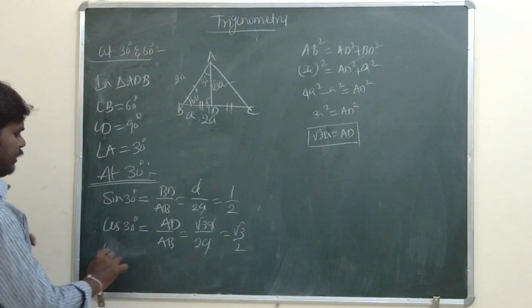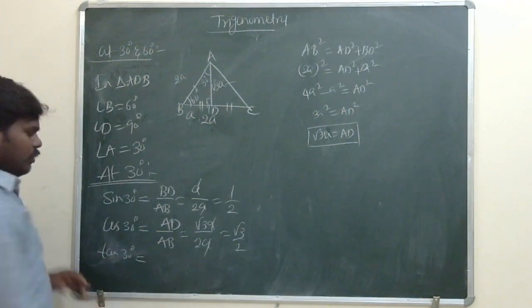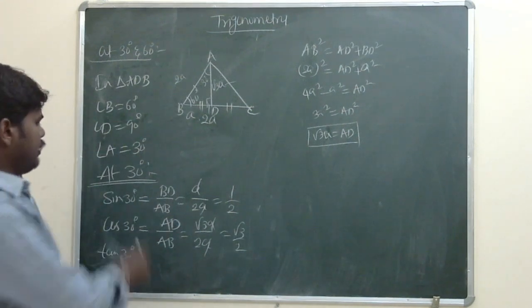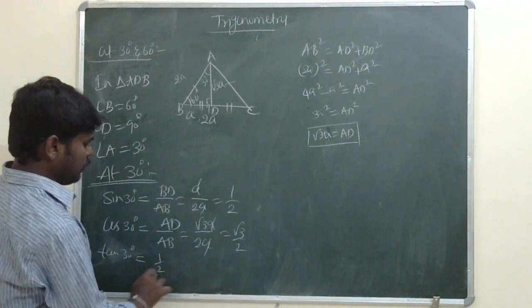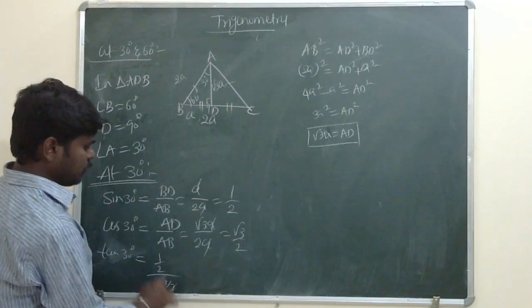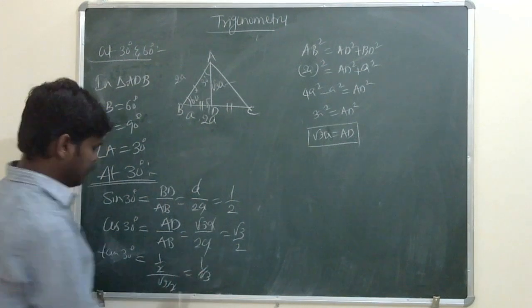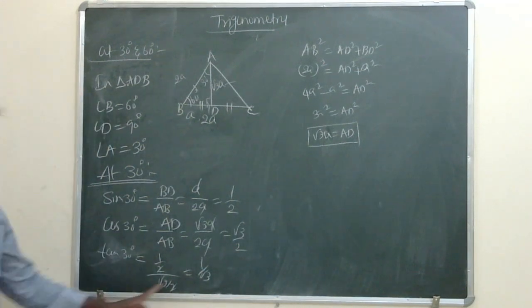Next, tan 30. Here there is no need to simplify anything. Simply, we know that sin by cos is nothing but tan. So 1 by 2 divided by root 3 by 2. The 2 cancels and we get 1 by root 3. So tan 30 value is equal to 1 by root 3.